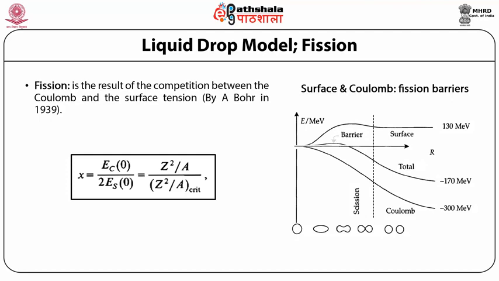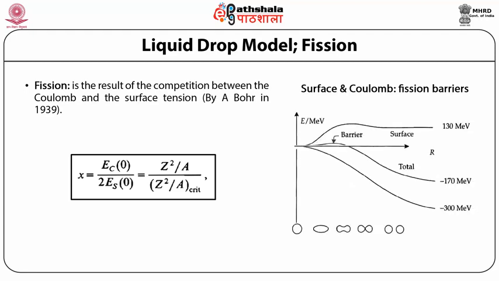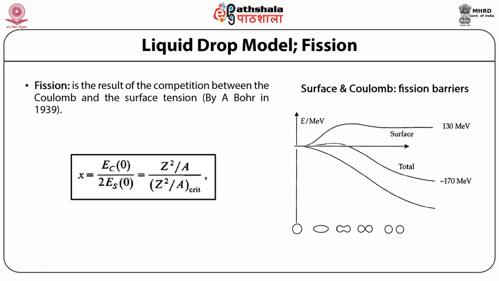The second curve basically indicates positive energy up to a certain value, a certain distance, and then negative values after that. It indicates the total energy of the nucleus, which is minus 170 MeV. The third and lowermost curve shows the negative energy in the nucleus, which is the Coulombic energy, at minus 300.